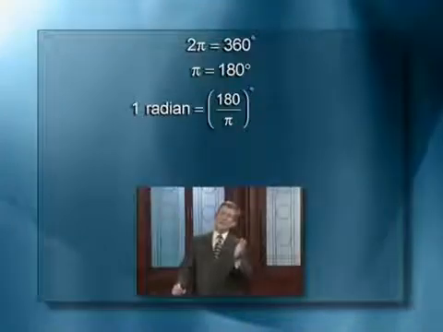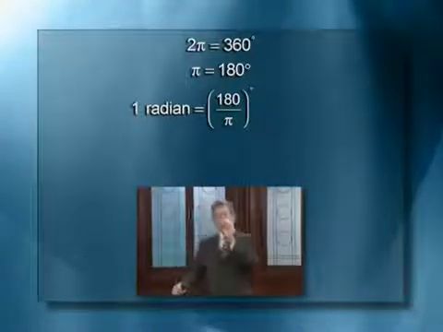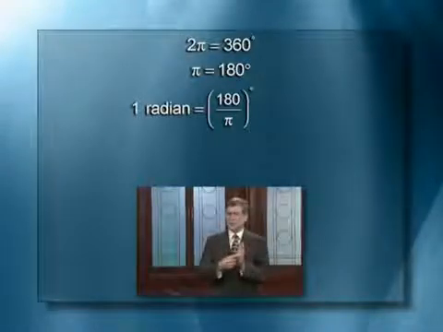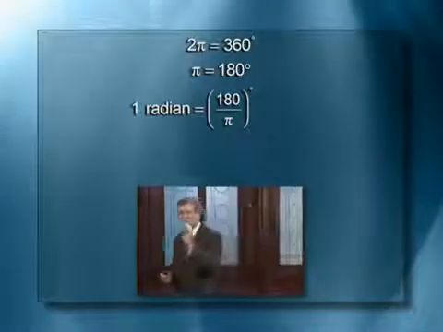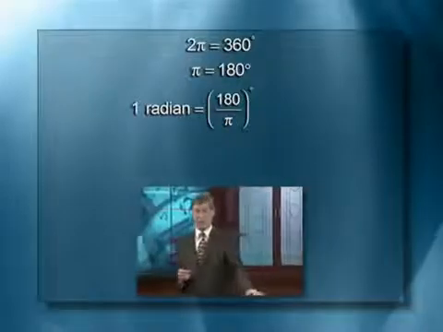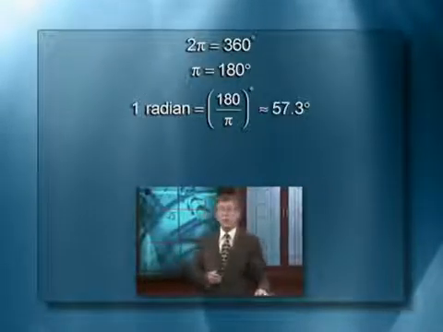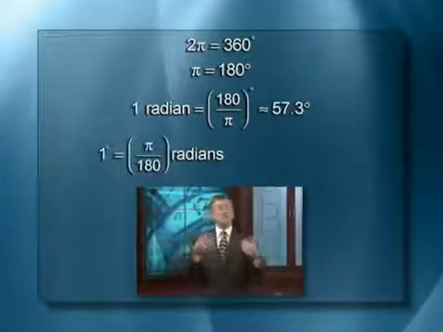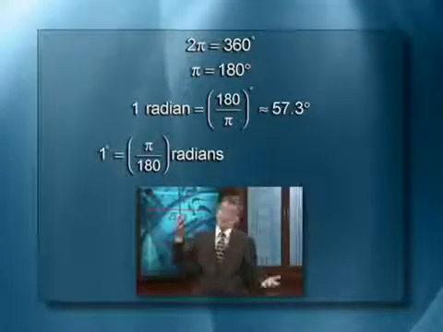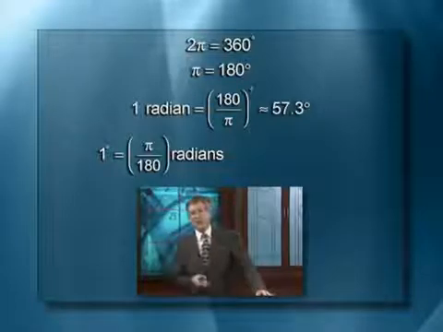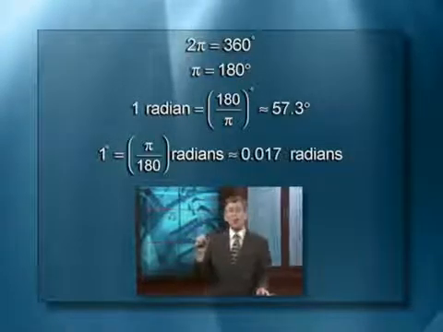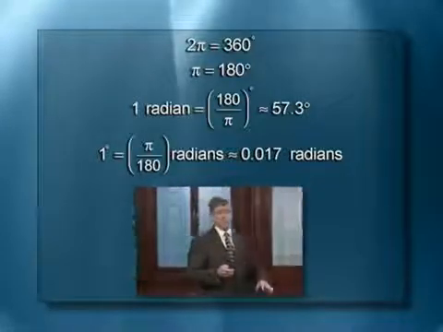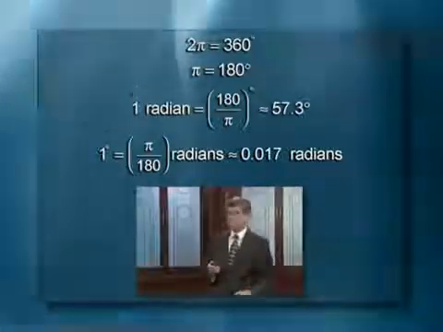In particular, 1 radian is 180 divided by pi degrees. And if you punch that in on your calculator, and by the way, your calculator has a button for pi, it's built into the calculator, you get about 57.3 degrees, as we saw earlier. And conversely, 1 degree would be exactly pi over 180 radians, which is about 0.017 radians. Not very big, not many radians. 1 degree is pretty small.